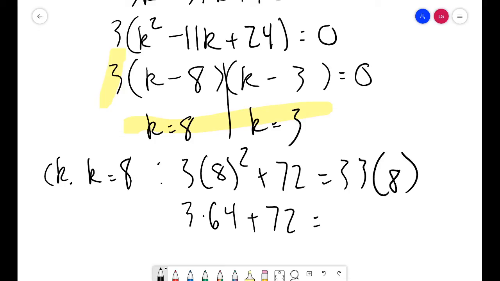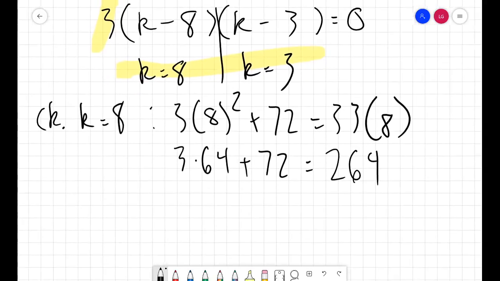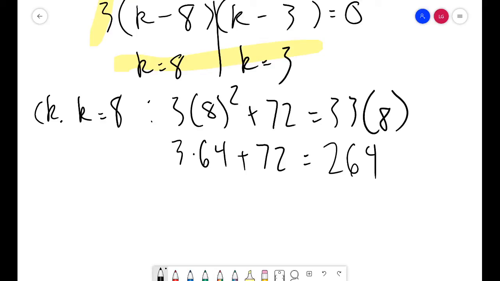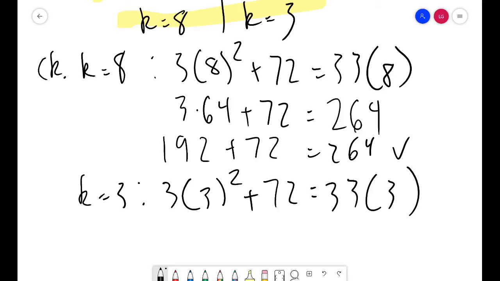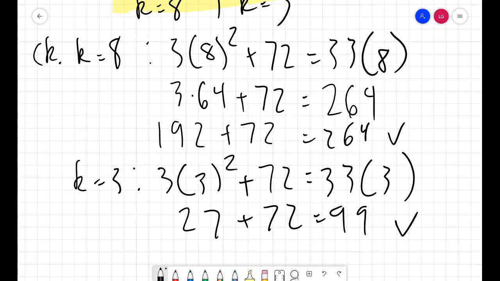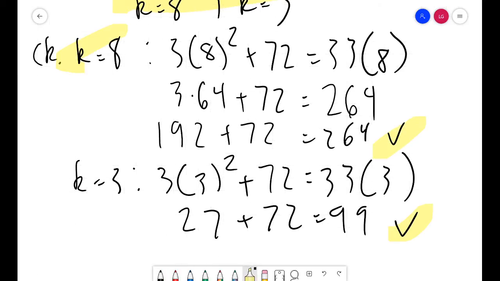Boy, oh boy, do I know this one. 264, I think. Okay, so I would use a calculator probably to verify that one, but I feel relatively confident. So these are checked.